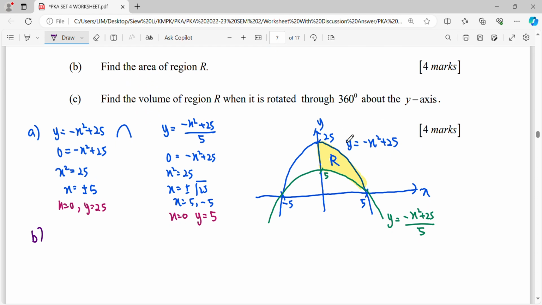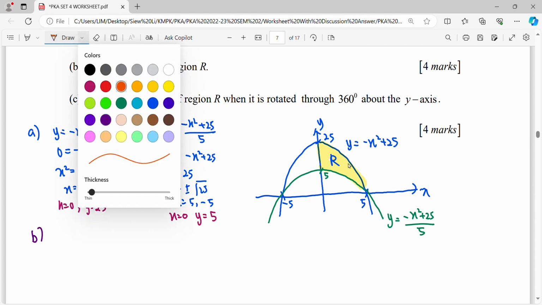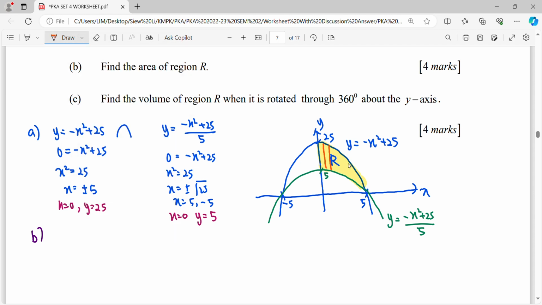Find the area of this region R. When you want to find the area, we can analyze it vertically. When I analyze it vertically, it will be the two curve concept, where the curve above is the blue color and the curve below is the green color. The area formula will be the integral from the lower limit 0 to the upper limit 5 of the curve above, negative x squared plus 25, minus the curve below, and we integrate with respect to x.